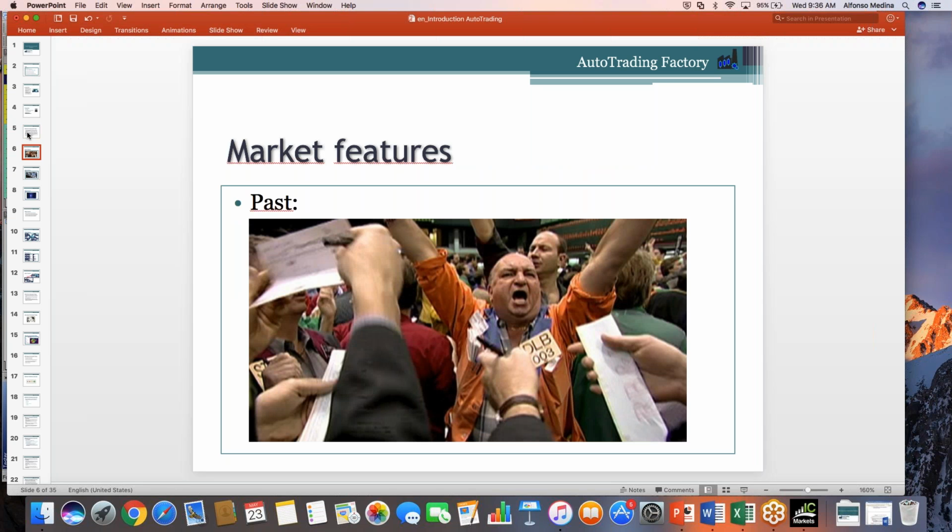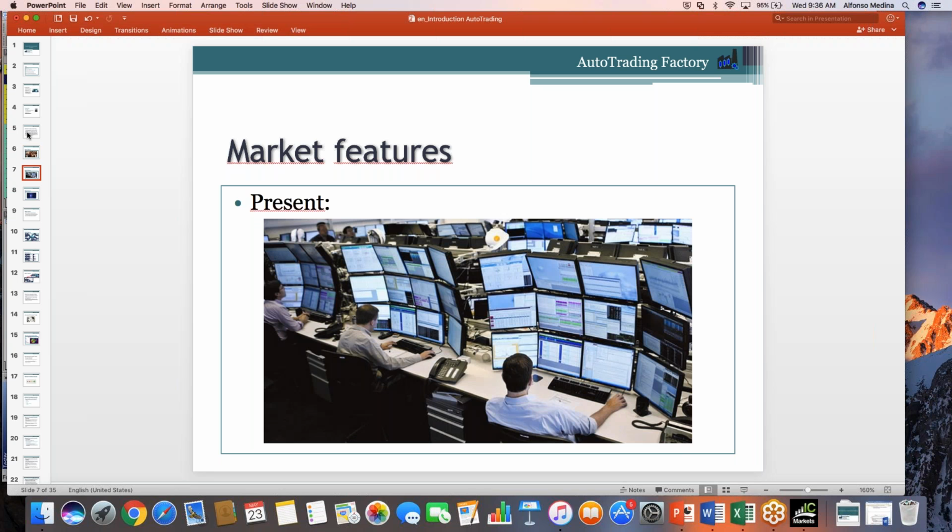So going into some market features in order to give a little bit of background here. We see a picture of what many consider to be the past. Here in an open outcry, a broker is trying to fulfill an order that was received by an investor or a trader. I just want to make sure here that we understand that we're always going to follow the same procedure. An investor is sending an order to a broker, and the broker fulfills that order in the market. So this is what presently happens.